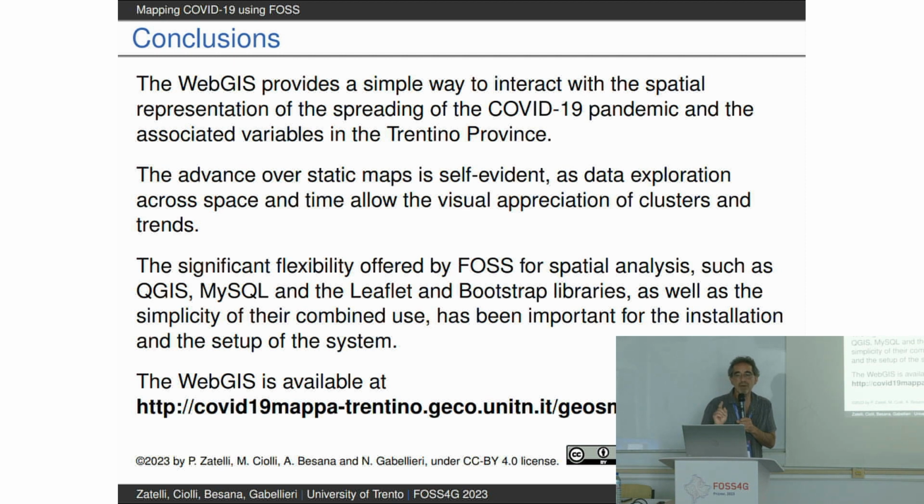The WebGIS provides a simple way to interact with the spatial representation of the spreading of the COVID-19 pandemic and the associated variables in the Trentino province. The advance over static maps is self-evident, and data exploration across space and time allows the visual appreciation of clusters and trends. The significant flexibility offered by FOSS for spatial analysis, such as QGIS, MySQL, and the Leaflet and Bootstrap libraries, as well as the simplicity of their combined use, has been important for the installation and setup of the system. The WebGIS is available at the site that you see here, and also in the paper.